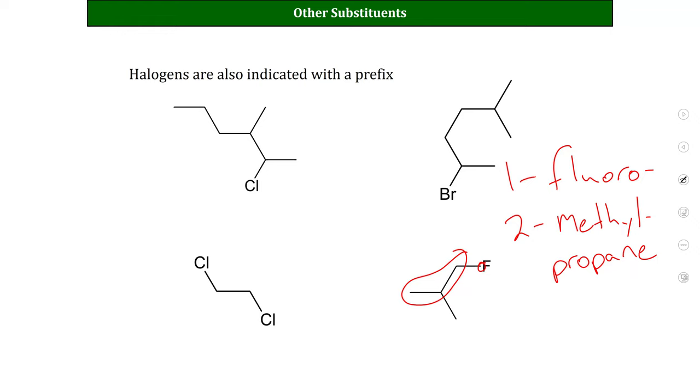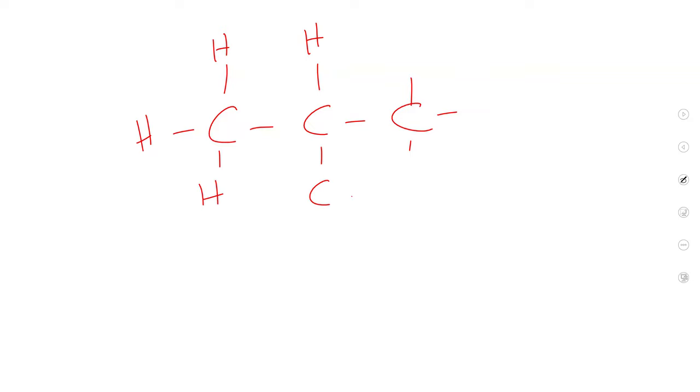There's still 2 more. Carbon's in the center. If we just had methyl propane, the complete structure would look like this, right? There's methylpropane. If I want to make this fluoromethylpropane, I can't just add a fluorine here like that, right? Because that gives me carbon with 5 bonds. So basically, we have to get rid of one of the hydrogens to add a fluorine.